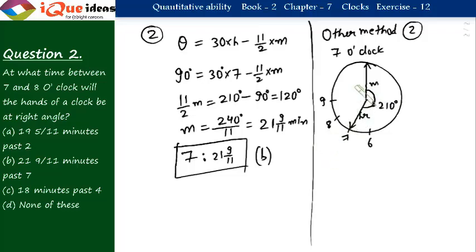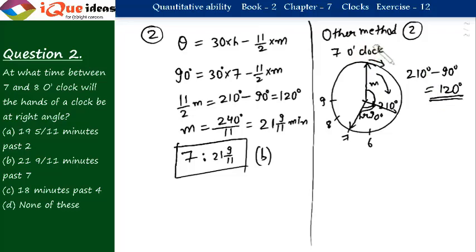But we want a situation where the angle becomes 90 degrees. So somewhere here. If this angle is 90 degrees, then the angle required to be traveled by the minute hand is this one, 210 degrees minus 90 degrees, that is 120 degrees, right? So the distance to be covered is only 120 degrees to make the angle between them equal to 90 degrees.